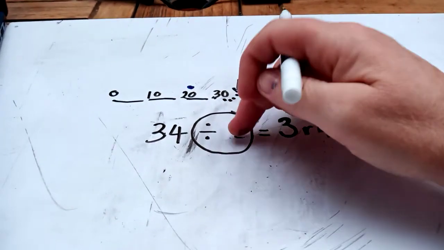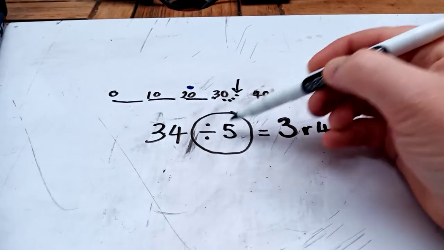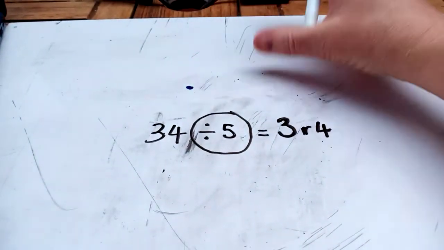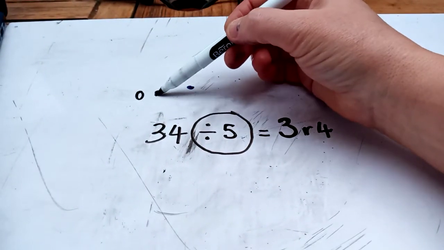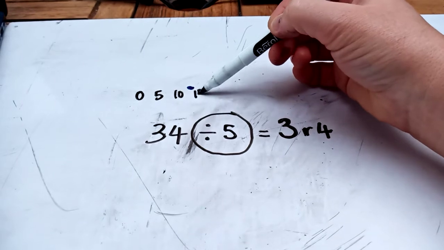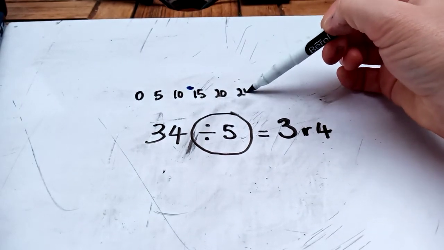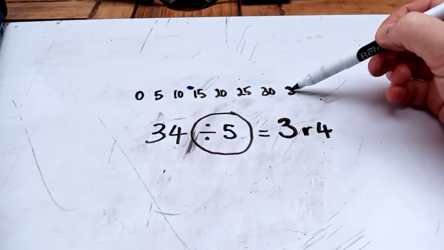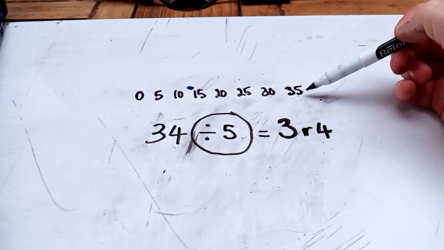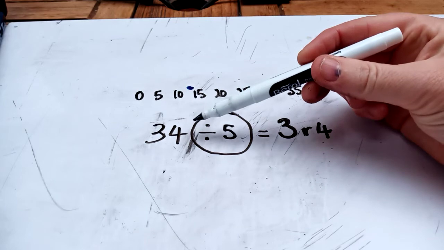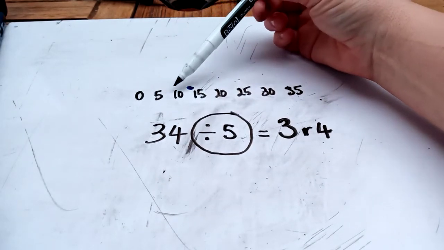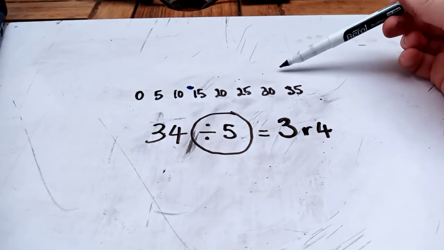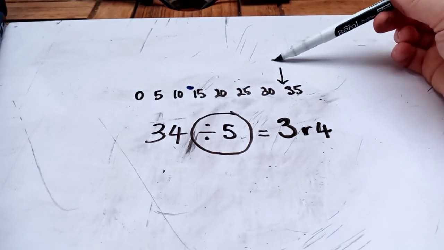Right, but if I said divided by 5, what would I skip counting now? Not tens, but 5. So here goes. Start at 0 this time. 5, 10, 15, 20, 25, 30. Oh, I need one more, 35. Do I need to go past 35? Nope, because it's 34. So where would 34 come? I think 34 would be about there.